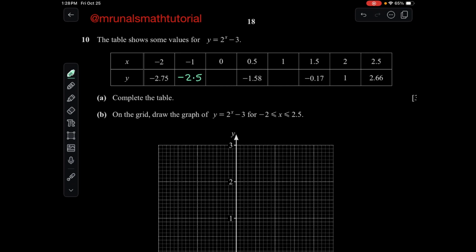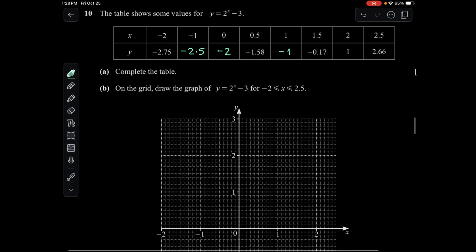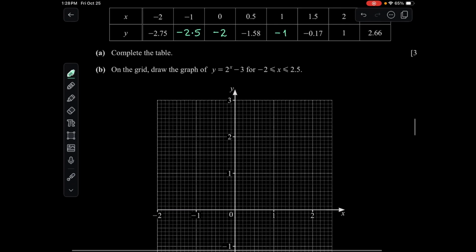When it is 0, 2 to the power of 0 is 1. And then minus 3 is going to give me minus 2. And when you substitute x as 1, you're going to get again minus 1. That's it. Now let us plot these points.